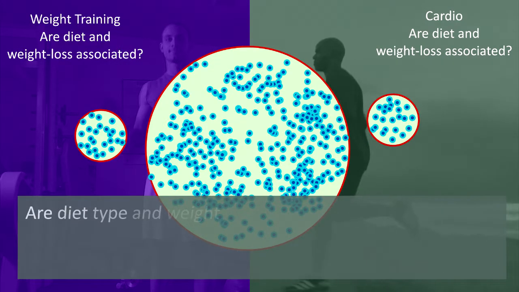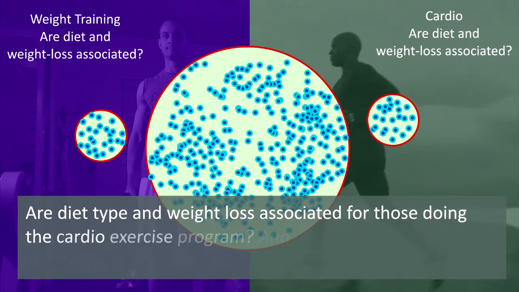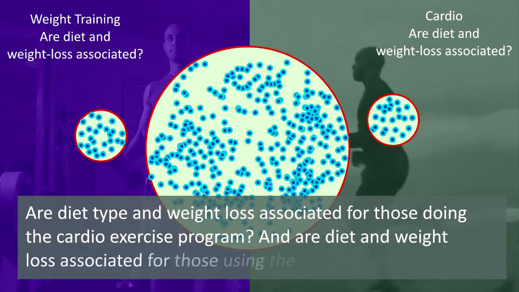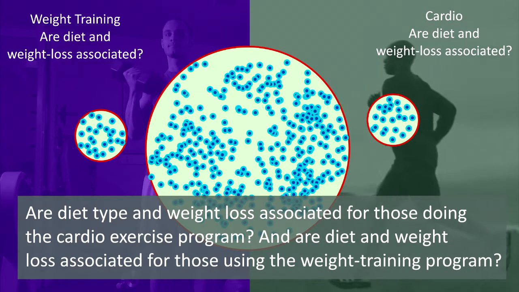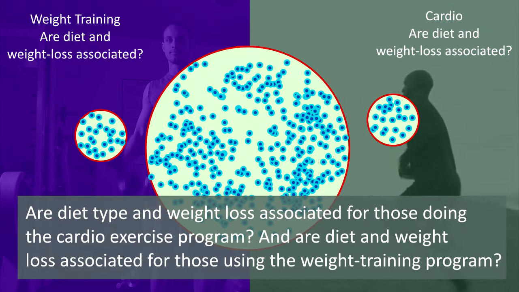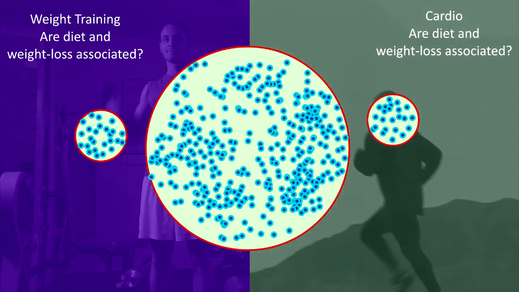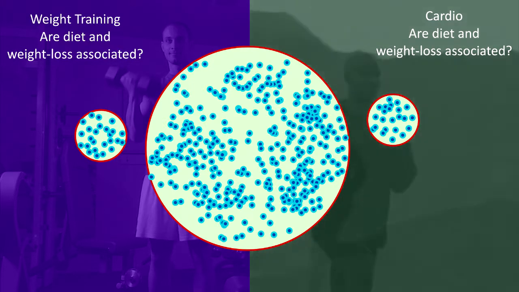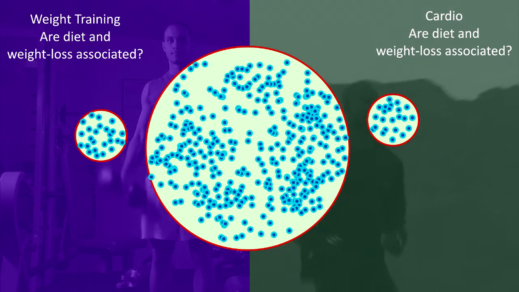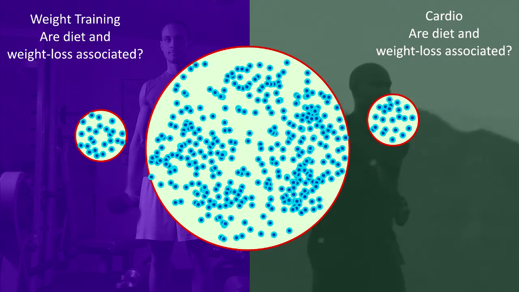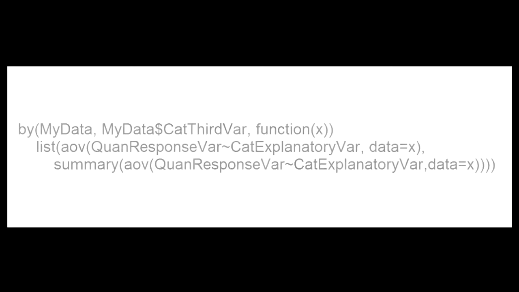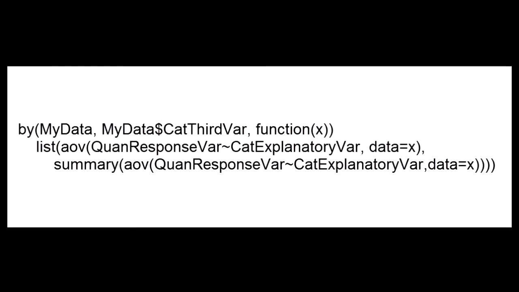That is, are diet type and weight loss associated for those doing the cardio exercise program, and are diet and weight loss associated for those using the weight training program? To accomplish this, we're going to run two separate ANOVAs, one for each level of the third variable, that is, for each exercise program. Syntax to be added to your code is circled here in red.